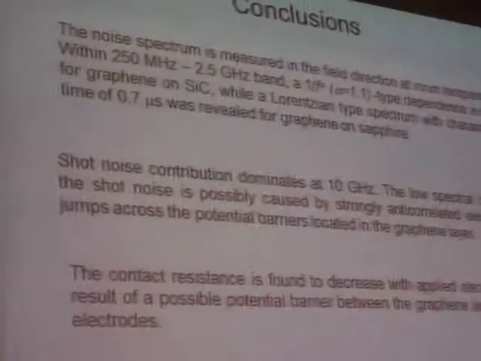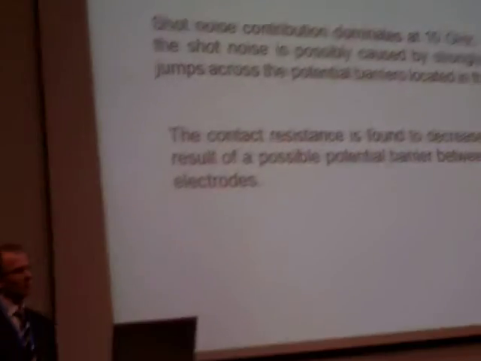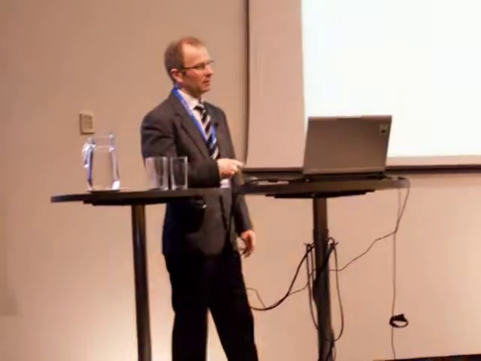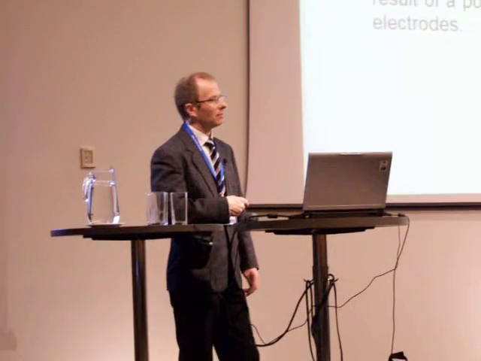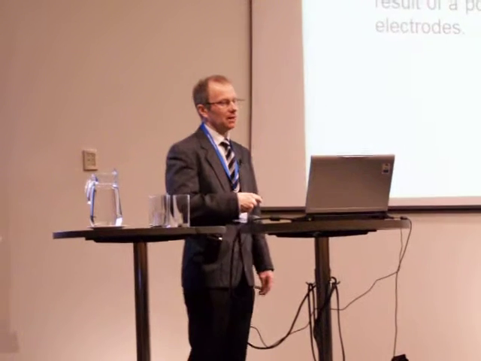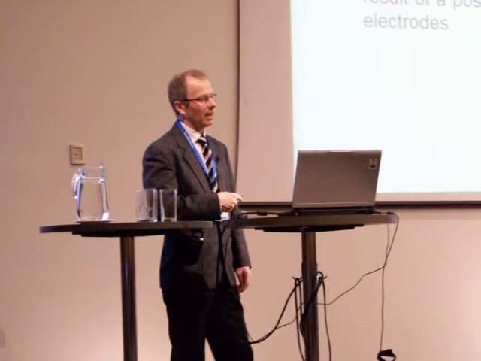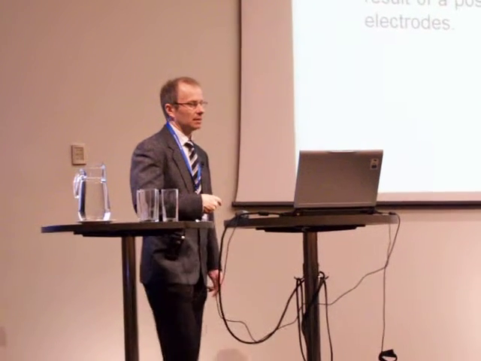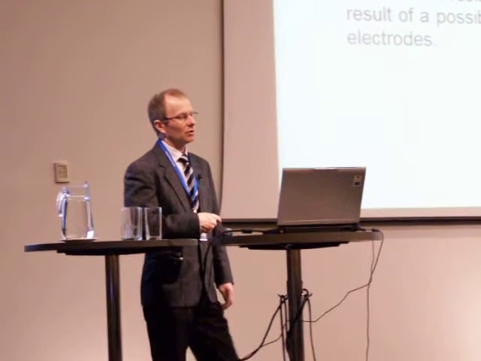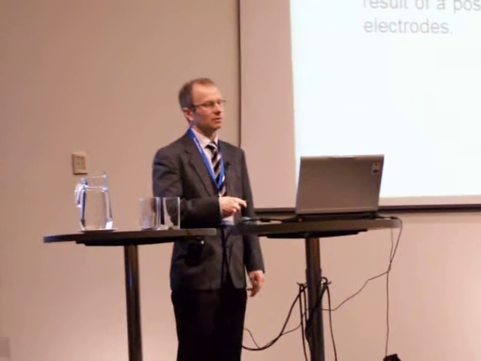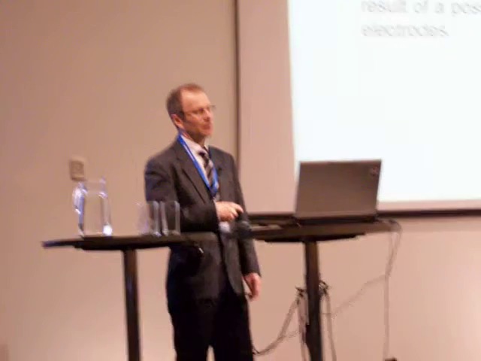Summarizing, I can say that noise spectrum is measured in the field direction at room temperature within the 250 MHz to 2.5 GHz band. A 1 divided by f type dependence is found for graphene on silicon carbide, while a Lorentzian type spectrum with characteristic time of 0.7 microseconds was revealed for graphene on sapphire. Shot noise dominates at 10 GHz. The low spectral density of shot noise is possibly caused by strongly correlated electron hole jumps across the potential barriers located in the graphene layer.